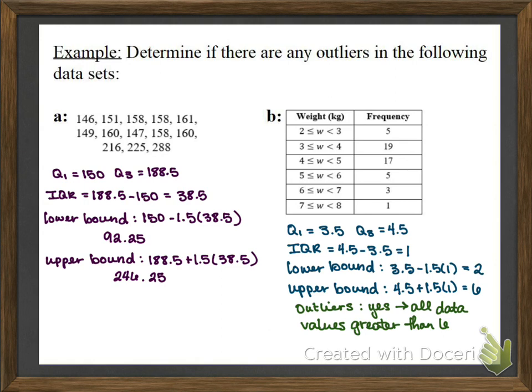Our upper bound is 246.25. Now, looking at that lower bound, none of our data values are less than 92.25. So if we have outliers, they're not on the low end. Our upper bound is 246.25. Looking at our data, do we have anything larger than that? And the answer is yes, 288 is larger. So we have one outlier.